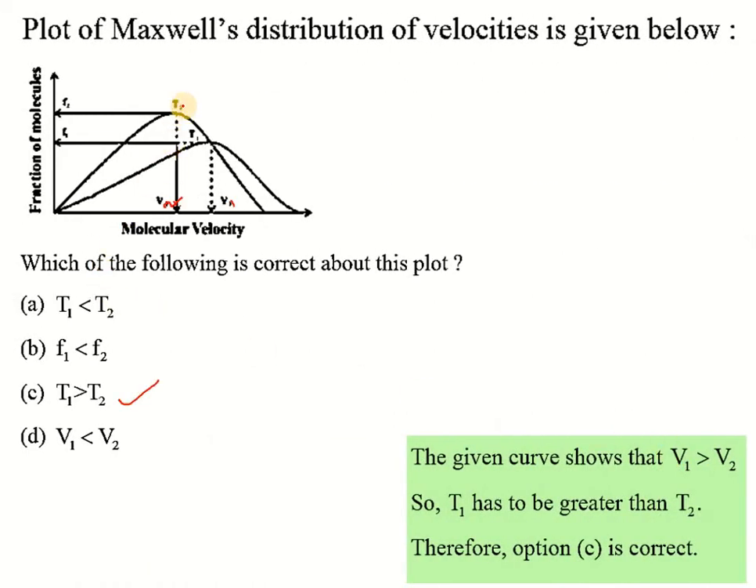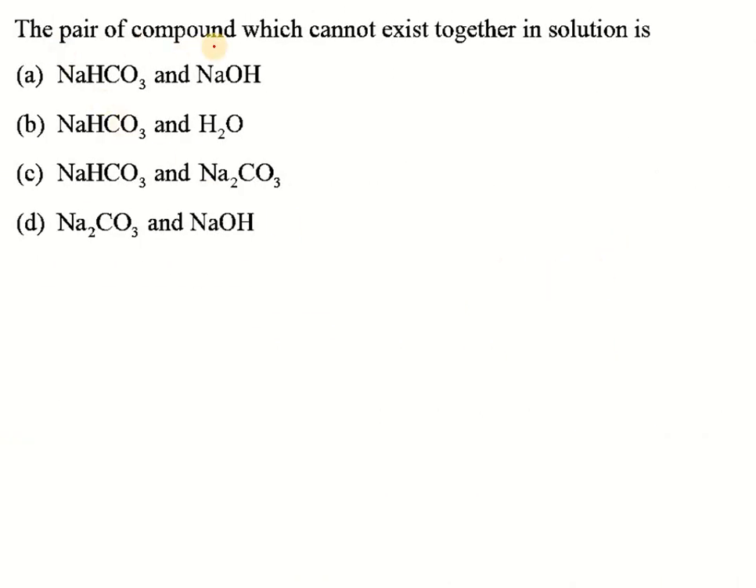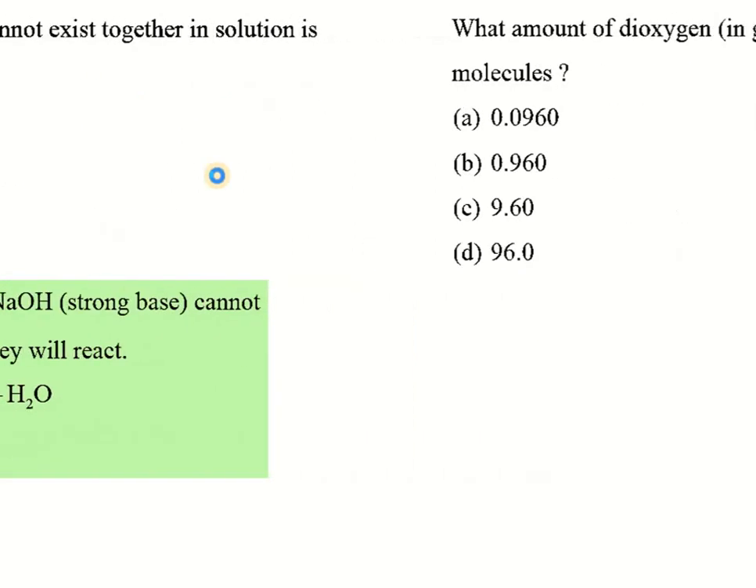So here, given this is T1, this is T2. The pair of compounds which cannot exist together in solution is given: sodium bicarbonate, sodium carbonate, sodium hydroxide, sodium bicarbonate, water, sodium carbonate, sodium hydroxide. See, sodium bicarbonate is slightly acidic, and sodium hydroxide is a strong base. They cannot exist in solution together as they will react. So NaHCO3 and NaOH will react. So the pair which cannot exist is that one only.